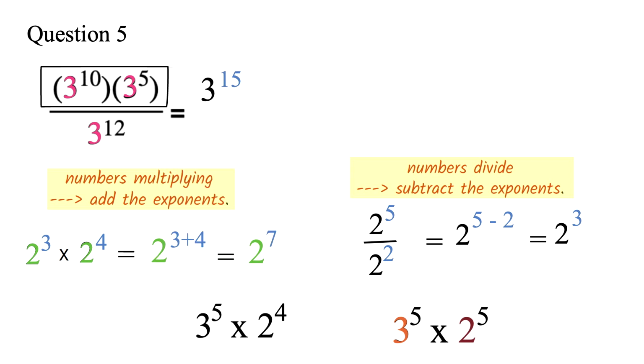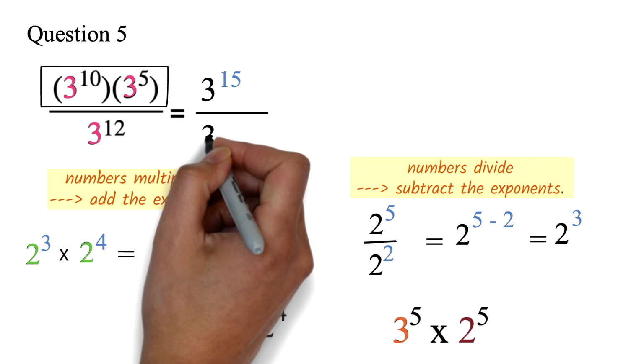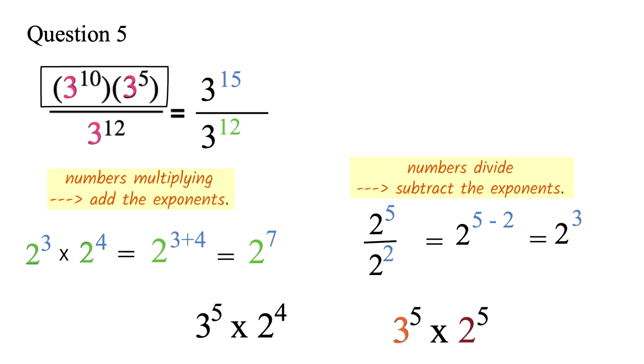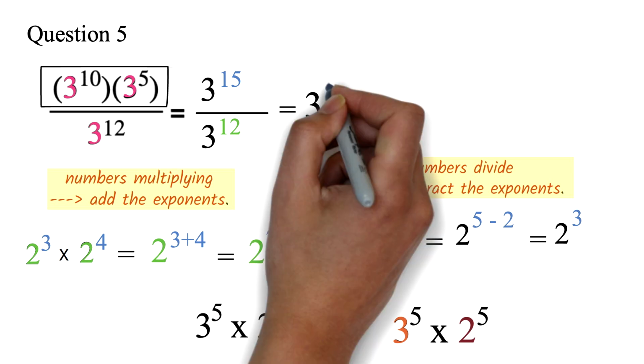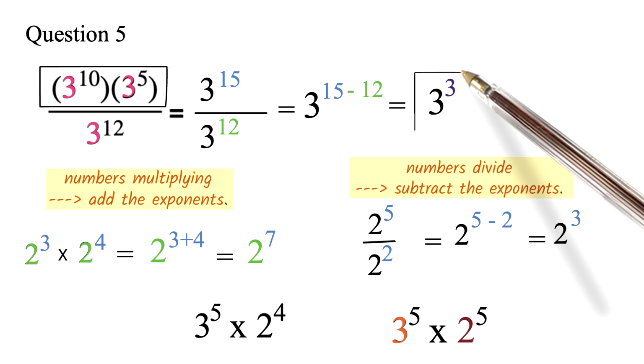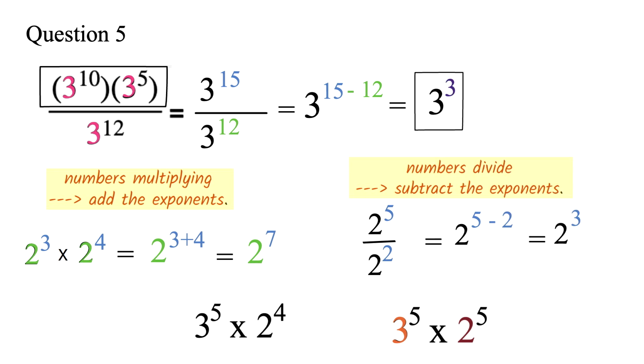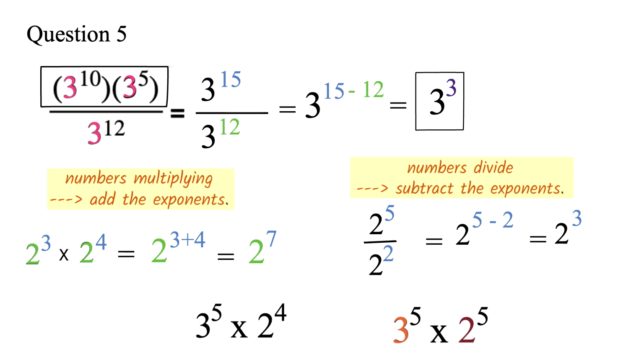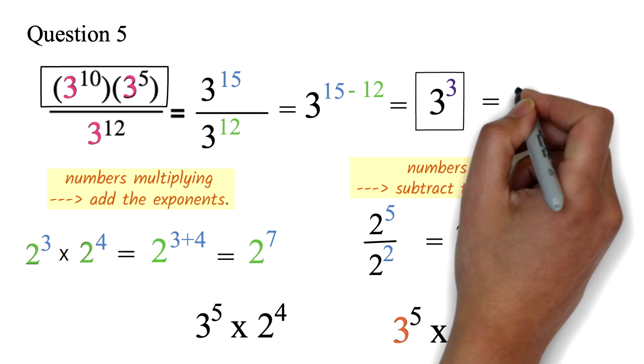This 3 exponent 15 is being divided by 3 exponent 12. We know that when terms with the same base divide, we can simply subtract their exponents. So we have 3 exponent 15 minus 12, which is 3 exponent 3. So this is the answer. They could have required you to further simplify the 3 exponent 3, which will be 3 times 3 times 3. This will be 27.